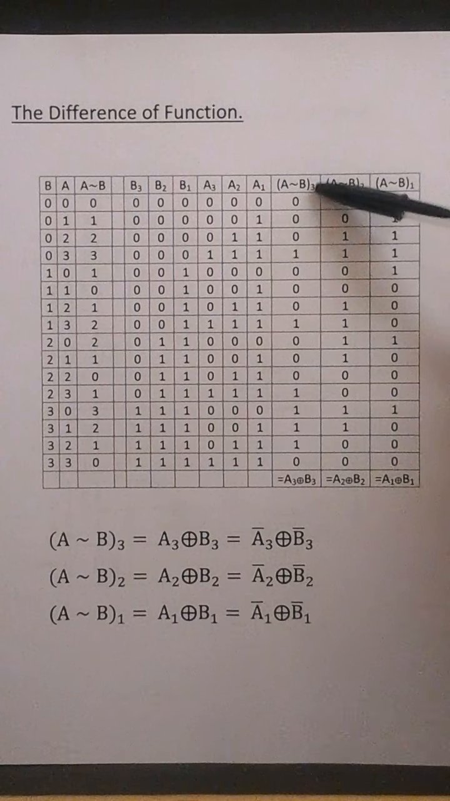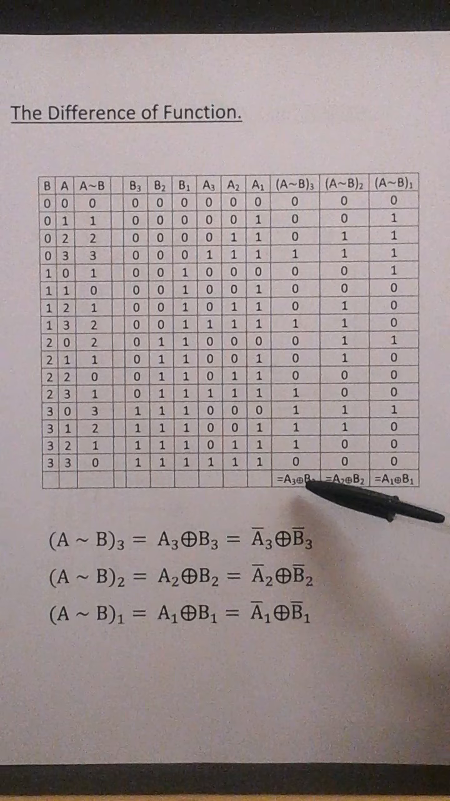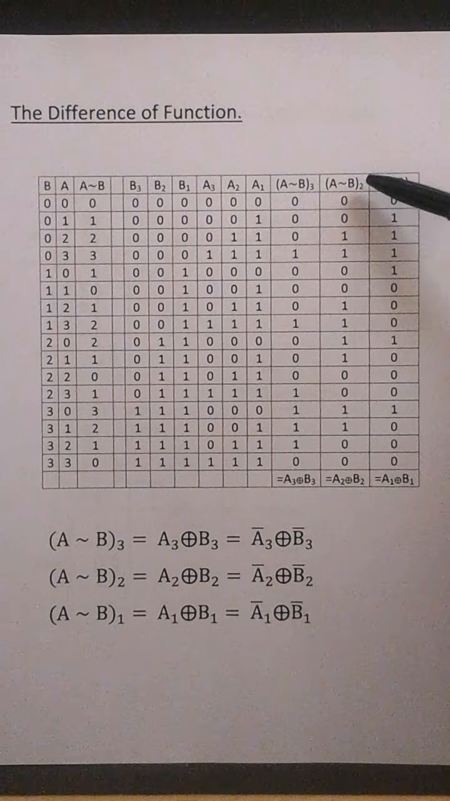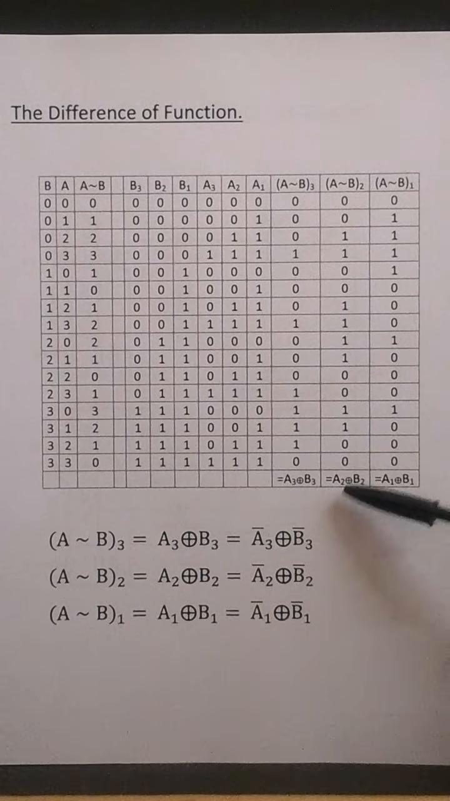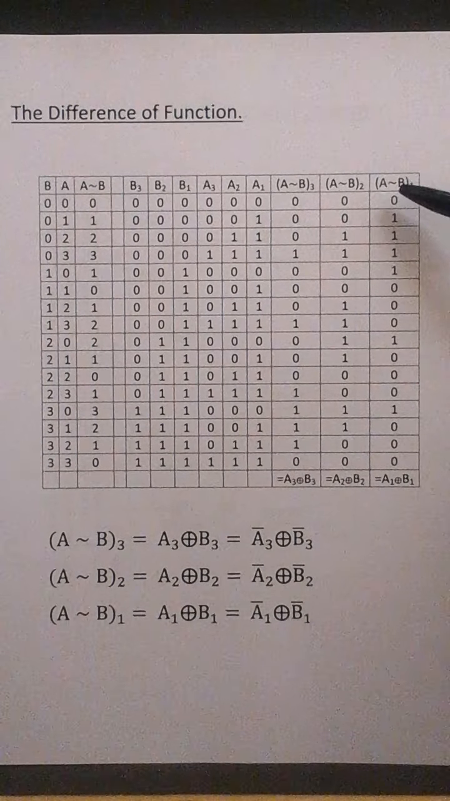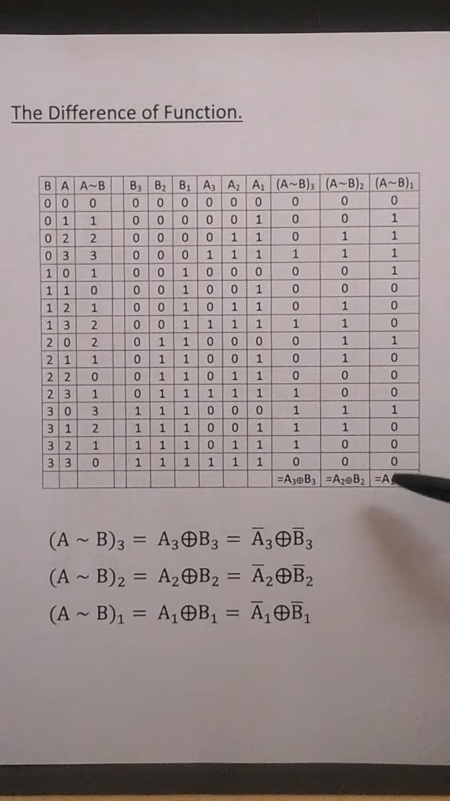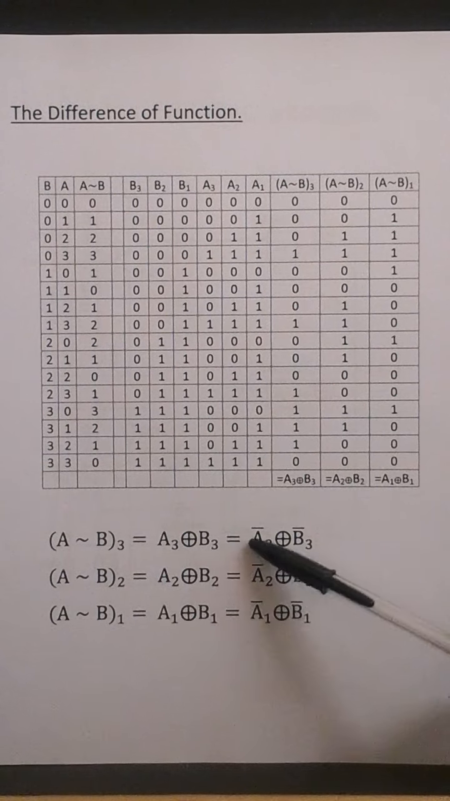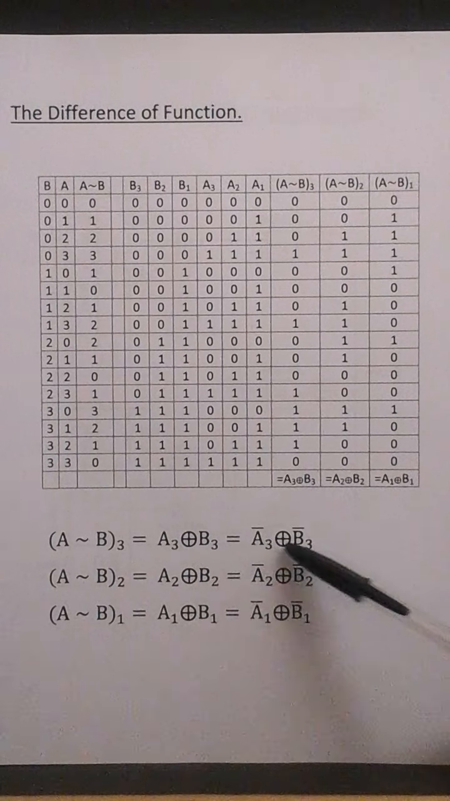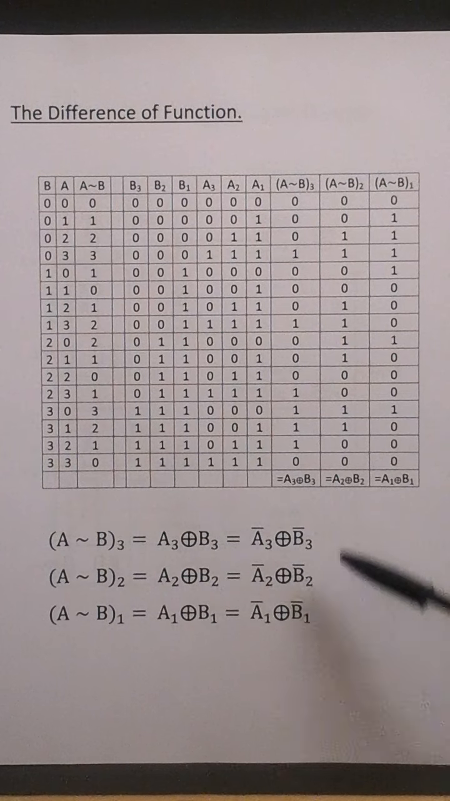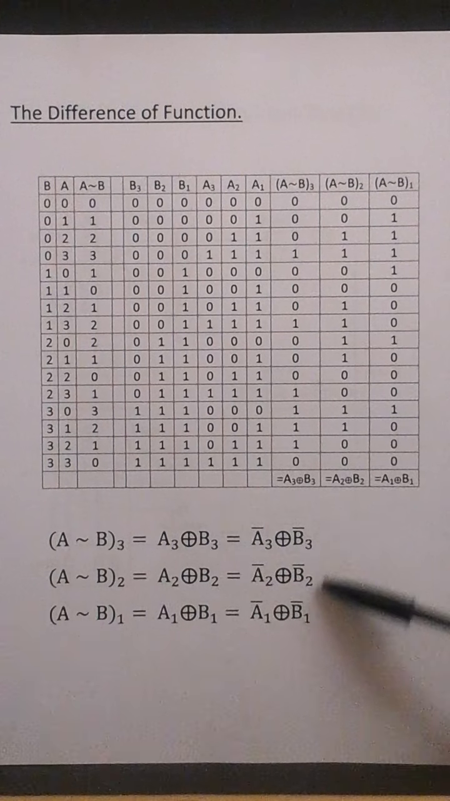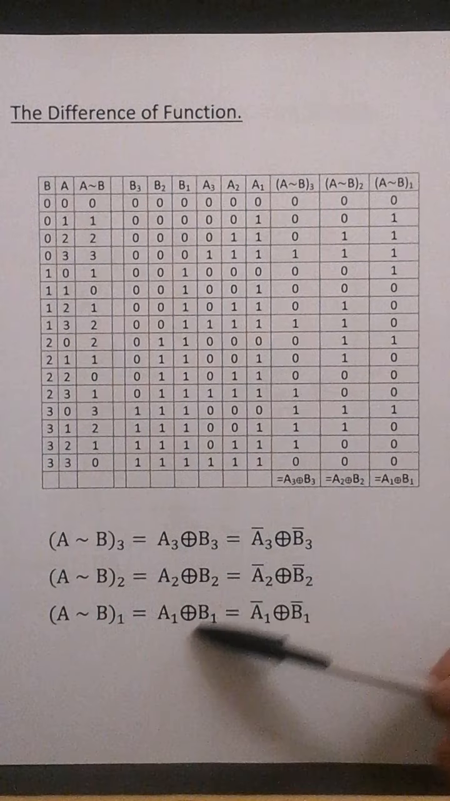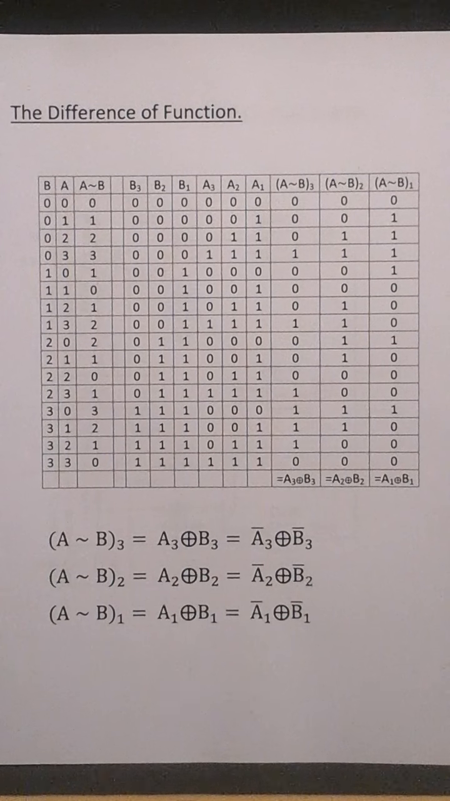So A difference B3 is A3 exclusive OR B3, A difference B2 is A2 exclusive OR B2, and A difference B1 is A1 exclusive OR B1, which is here. And if you complement both the inputs to an exclusive OR gate, you get the same function. So these are equivalent, and I've done that there just so I can use again 6 Schmitt triggers instead of 12, which would be required.